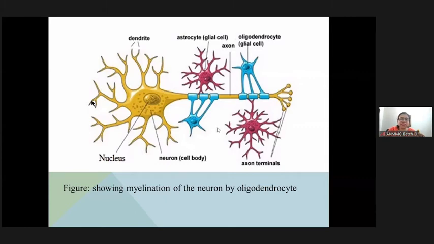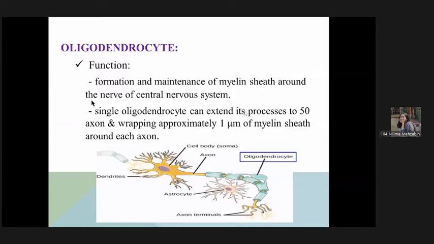Okay, myelin sheath. What is the color of myelin sheath? White. Very good. Which cell will produce myelin sheath inside the central nervous system? Oligodendrocyte. Who does it in the peripheral nervous system? Schwann cell. Oligodendrocyte. How many axons can it cover? 50. Oligodendrocyte will cover up to 50 axons. Up to 50 axons. Okay?